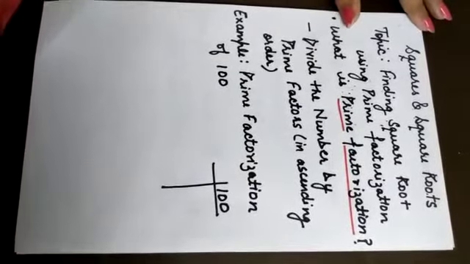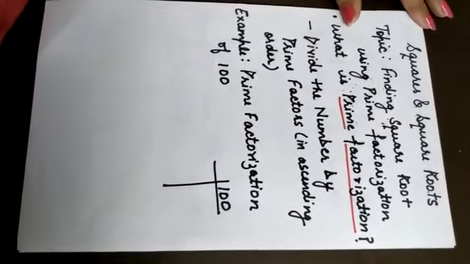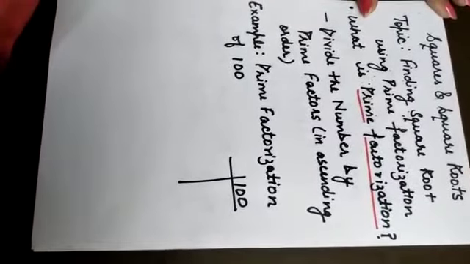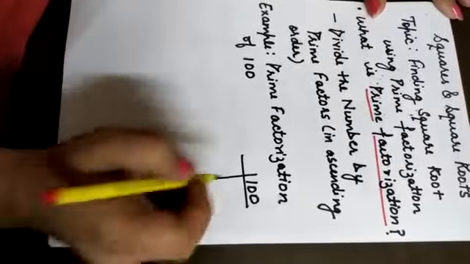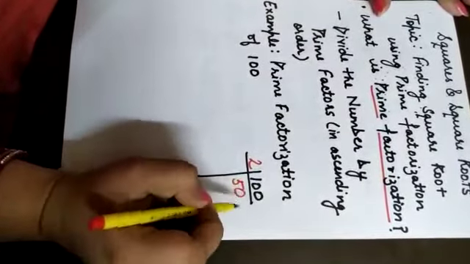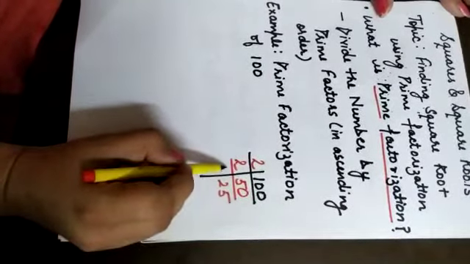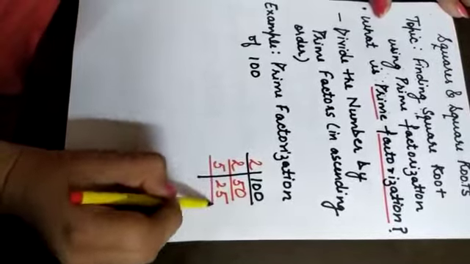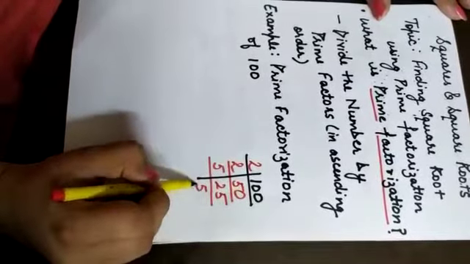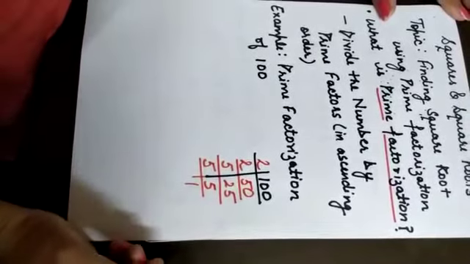So 100, what is the least prime factor by which 100 is divisible? It is divisible by 2. So dividing 100 by 2 we get 50. Again by 2 we get 25. And now 25 is divisible by 5. So we'll get 5 here, and dividing it by 5 again, the result is 1.